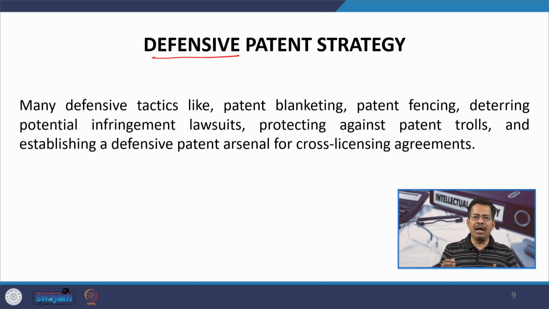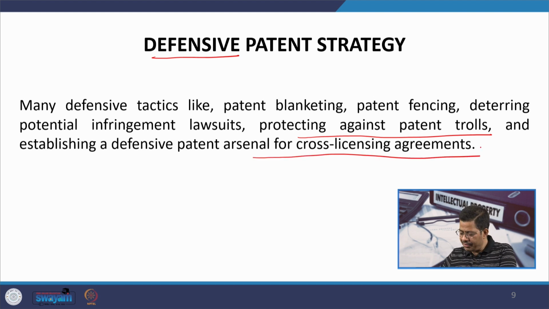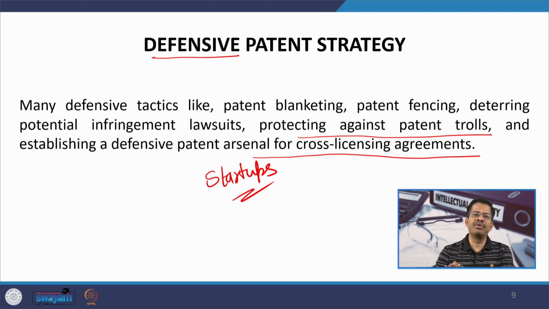Here we are creating the IP so that nobody can copy or infringe my business ideas, and this is a kind of protection against patent trolls. We are also creating this defensive system for cross licensing agreements. If I have a patent, particularly in terms of startups, it is going to be very useful. Startups, if they have patents, ideally should follow this defensive patent strategy, because it will help them in getting investments.